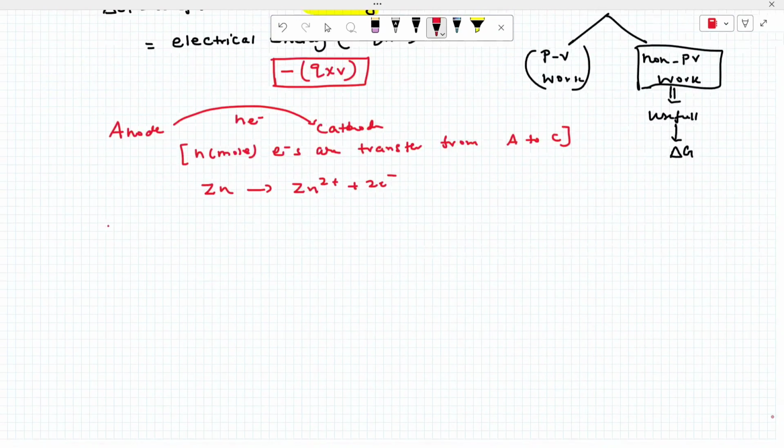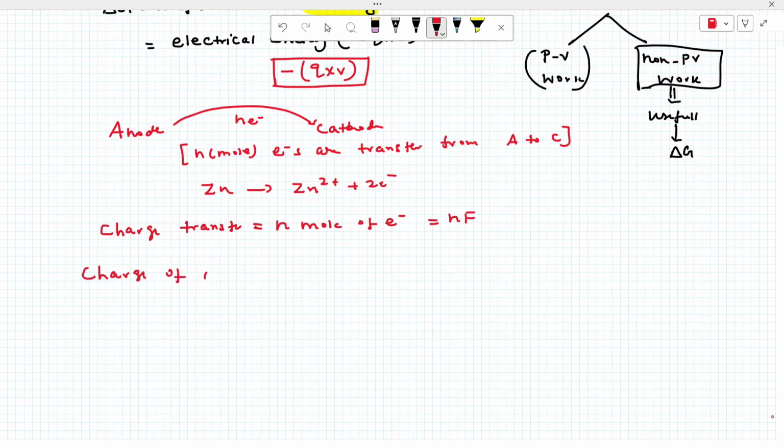What is the charge transferred? Charge transferred is equal to n moles of electrons, that is equal to nF. Therefore, what is the charge of 1 mole of electrons now? That is the charge of 1 mole of electrons. Okay, what is the charge of an electron?